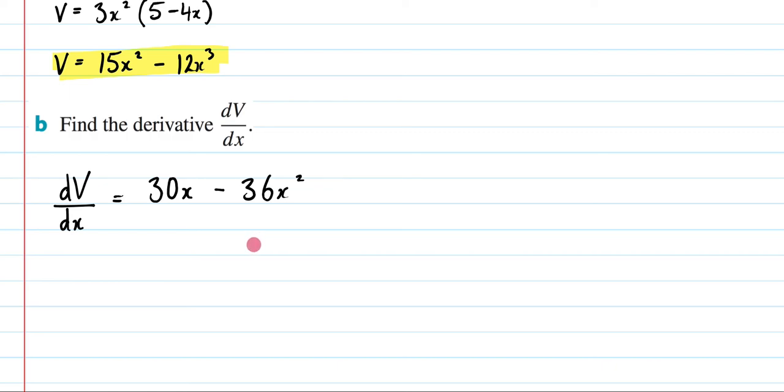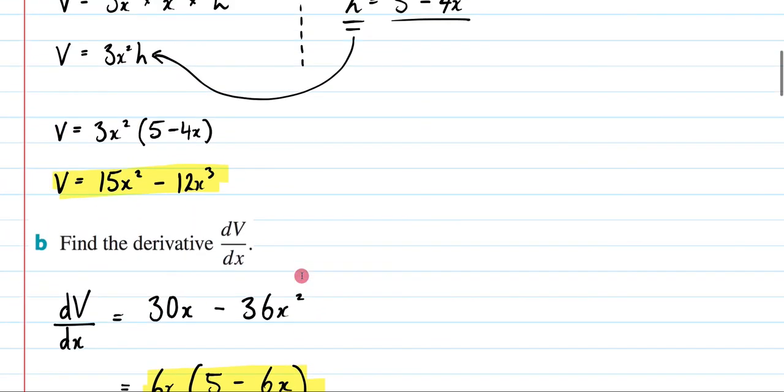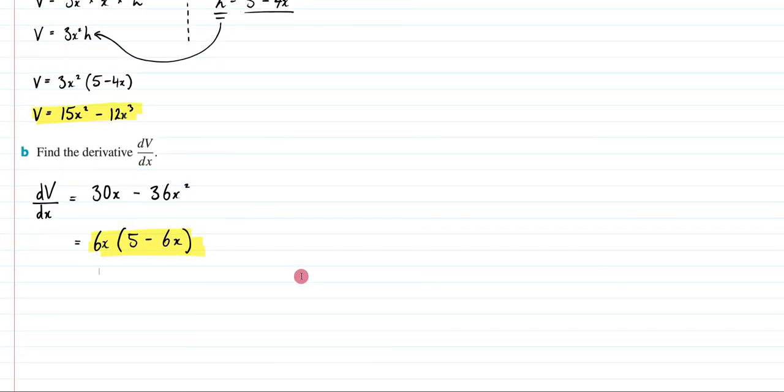If I wanted to, I could simplify this a little bit, or rather, factorize. I could take out a common factor of 6x, which would leave me with this 5 minus 6x. And that's just a little bit prettier. I'm going to stop this video here because we've done the first 2 parts. And then in the next video, I'll go through the other few parts. So hopefully everything I've done here makes sense.